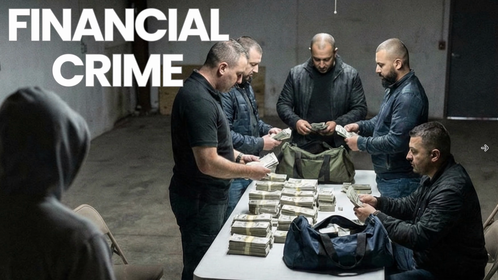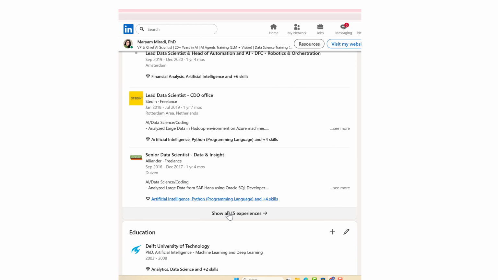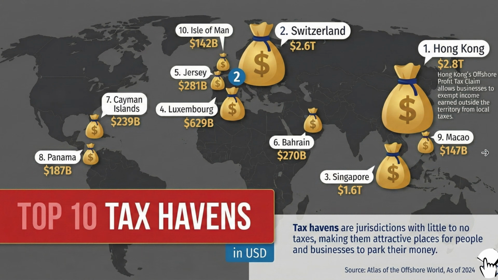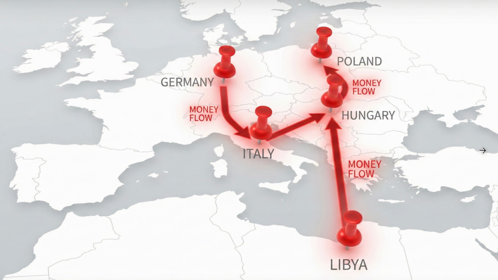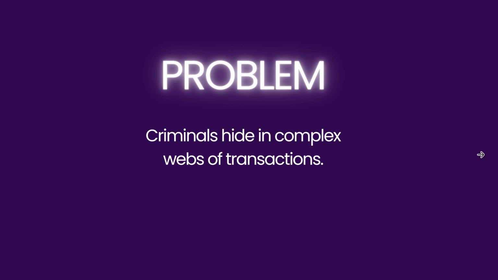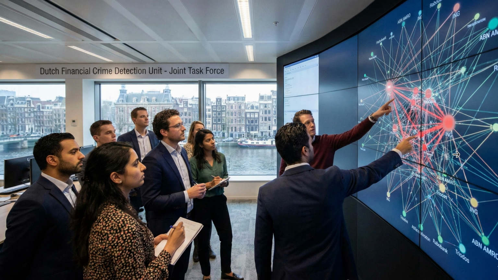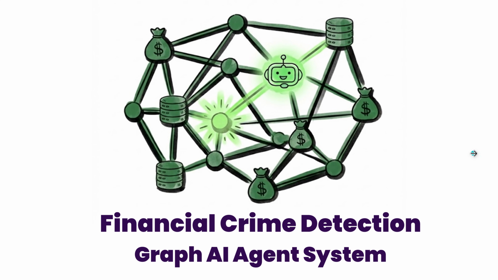Financial crime is another global problem. As I said before, I have 20 plus years of experience in AI, and I've spent 5 years of that fighting against financial crime, tax evasion, human trafficking, and terrorism. Criminals move money and goods through different countries, hidden in billions of transactions. They hide behind a complex web. That's why we need to use a graph to capture the complexity, but also combine the data of different banks and financial institutions to achieve that. We call it a financial crime detection GraphAI agent system.